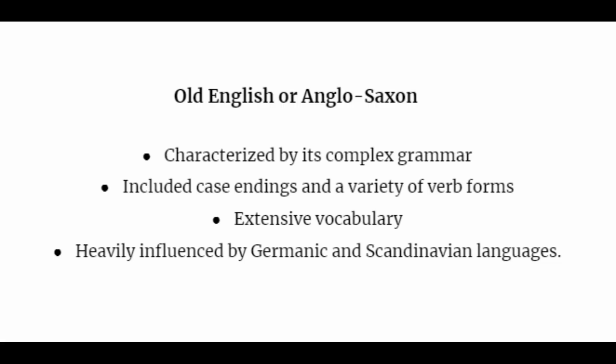Old English is notable for its complex grammar, which included case endings and a variety of verb forms, as well as its extensive vocabulary, which was heavily influenced by Germanic and Scandinavian languages.